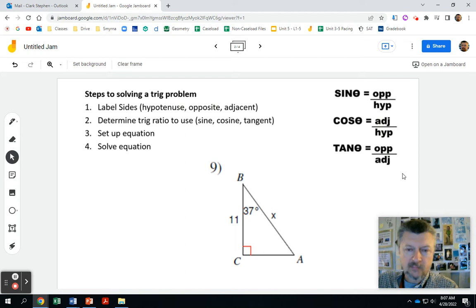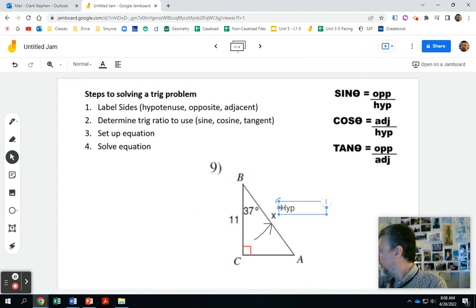Okay. So first thing we're going to do here to solve for x, we're going to label the sides: hypotenuse, opposite, and adjacent. Step 1. The hypotenuse side is always directly across from the right angle. So make sure you put hypotenuse there. Got that? Write that down. Hypotenuse.